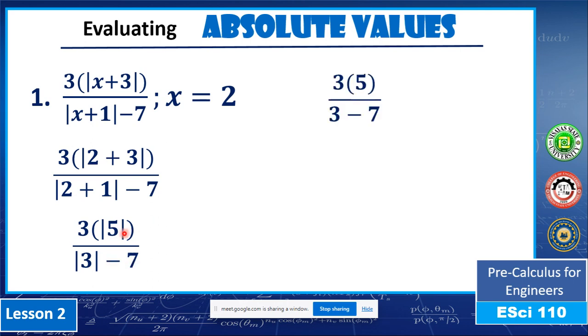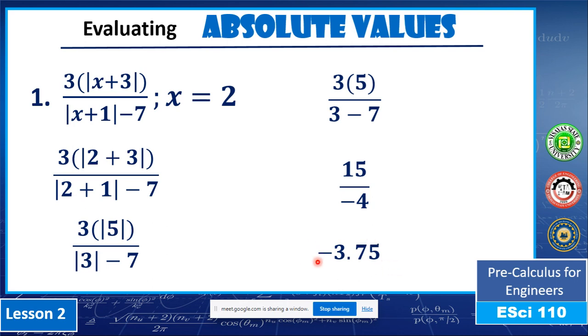Since both numbers inside the absolute values are positive, we have no problem, since they remain as they are. So 3 times 5 over 3 minus 7. So we have 15 divided by negative 4. So we have negative 3.75.